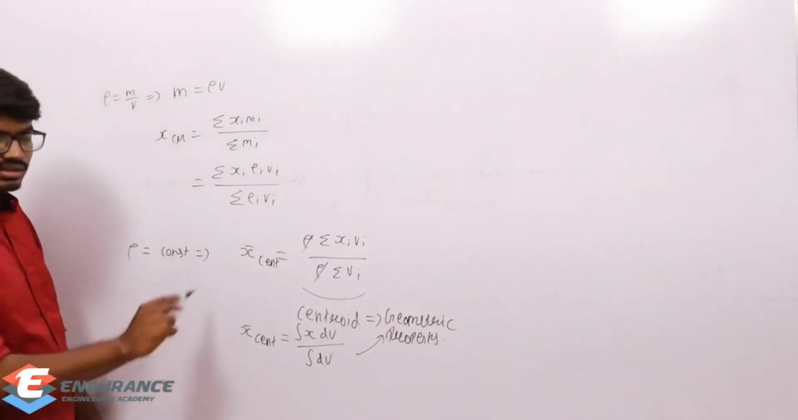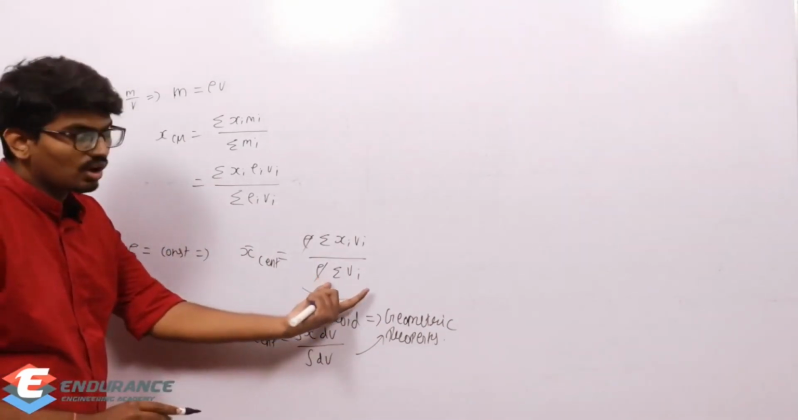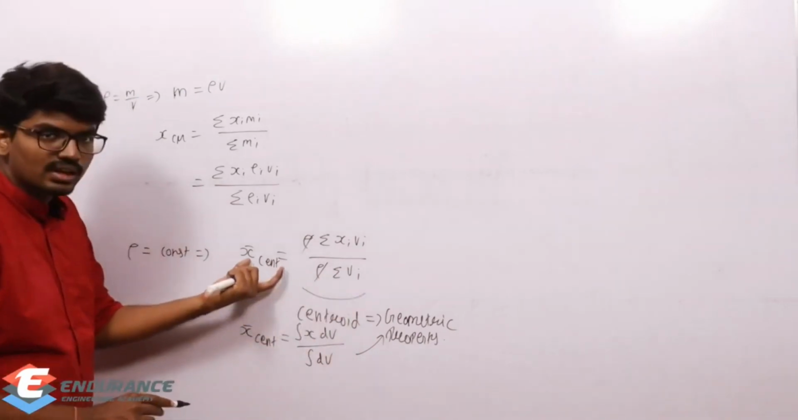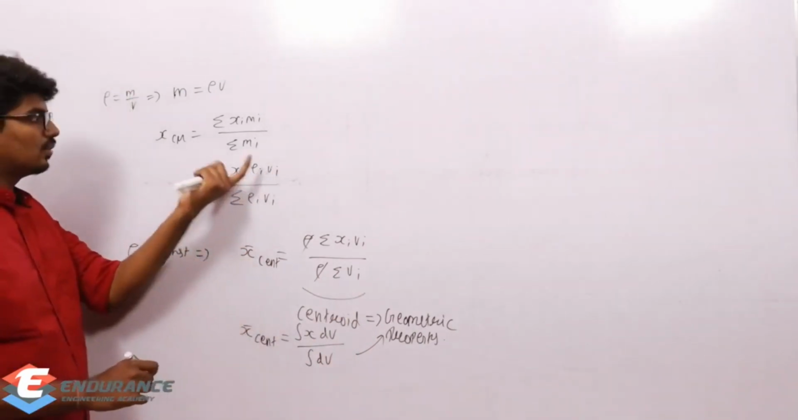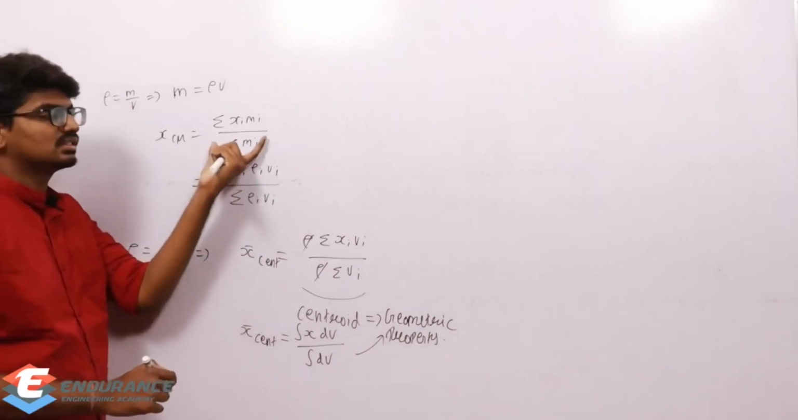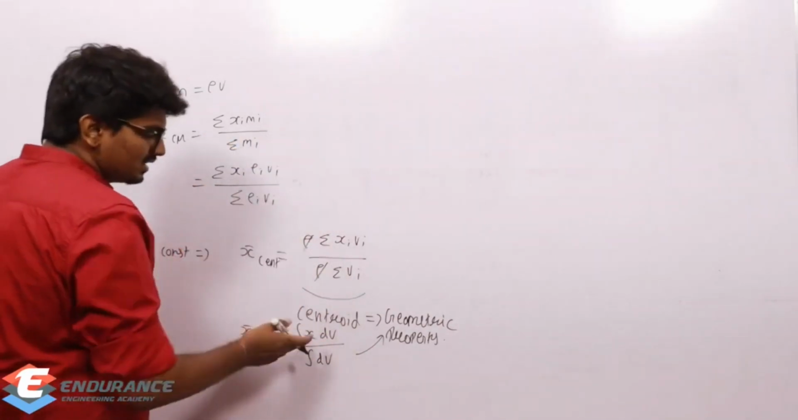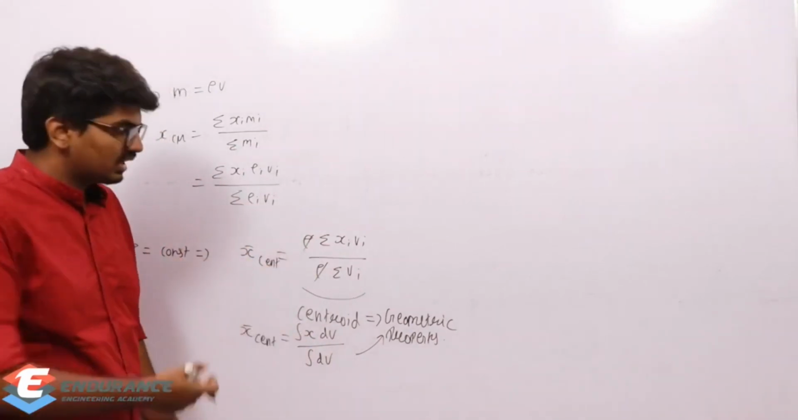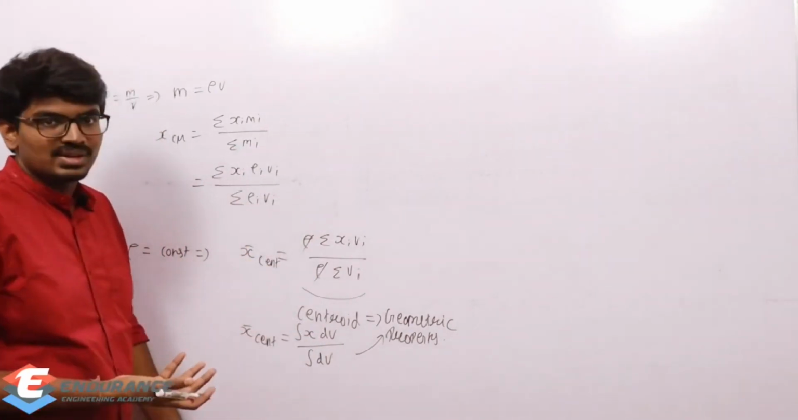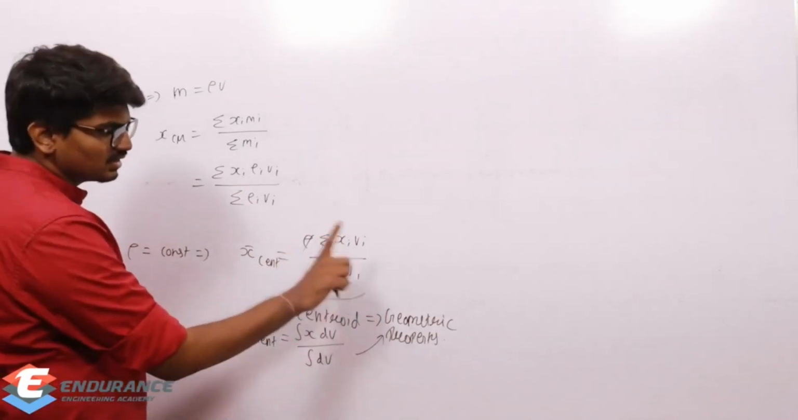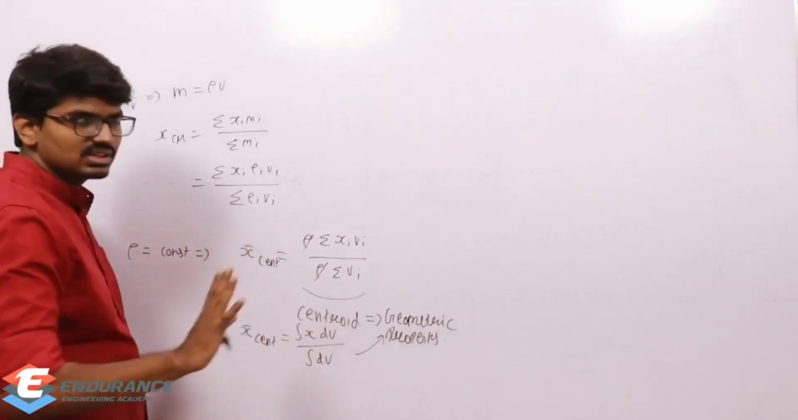So if density is constant, this geometric distribution, that is centroid, and the mass distribution, that is center of mass, both of them are becoming the same. Similarly, I hope you could write y also, right? Y bar centroid you can write. In place of x, you just replace it with y.